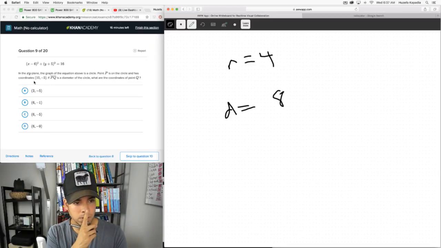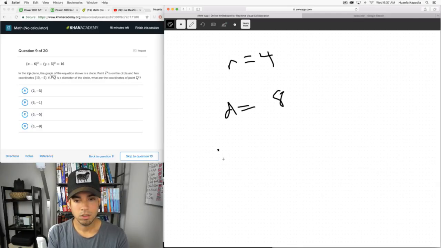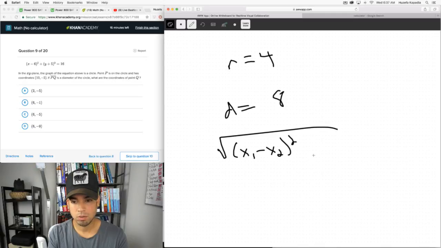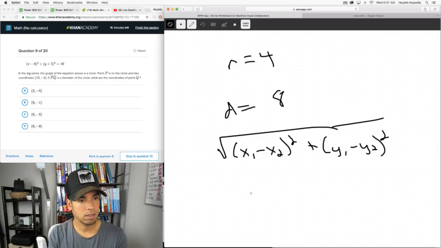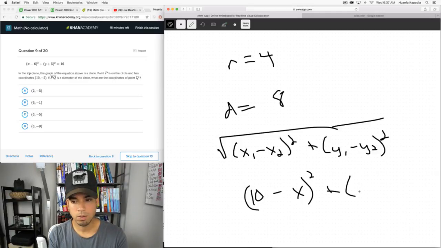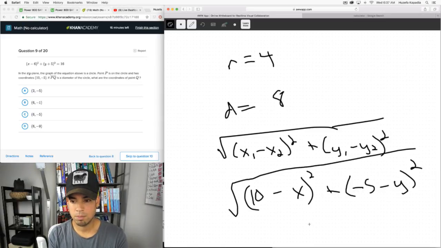And what's the best way to do this? Let me think. Yeah, so I'm going to just use the distance formula. The distance formula is x1 minus x2 squared plus y1 minus y2 squared. And we already know that we got 10 minus something plus, what is the y value? Negative 5 minus something. And this has to be equal to 8.